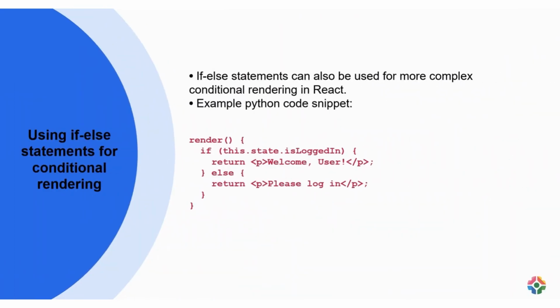If-else statements play a crucial role in handling complex conditional rendering in React applications. For instance, in the provided Python code snippet within a React component's render method, the isLoggedIn state variable determines which element to render. If isLoggedIn is true, the component returns a welcoming message to the user. Otherwise, a prompt to log in is displayed. This showcase illustrates how if-else statements dynamically control the rendered output based on the application's state.